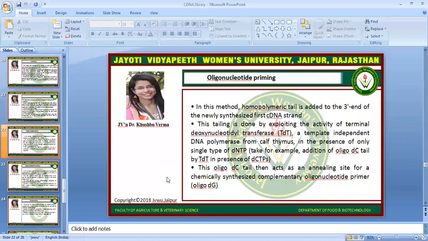Now we will discuss oligonucleotide priming. In this method, a homopolymeric tail is added to the 3' end of the newly synthesized first cDNA strand. The tailing is done by exploiting the activity of terminal deoxynucleotidyl transferase (TdT), a template-independent DNA polymerase from calf thymus, in the presence of only a single type of dNTP. This oligo-dC tail then acts as an annealing site for the chemically synthesized complementary oligonucleotide primer, which is oligo-dG.